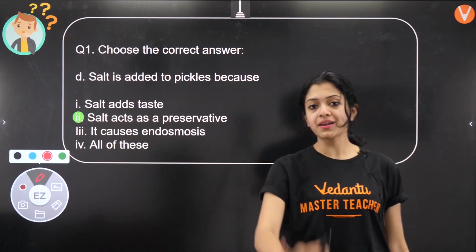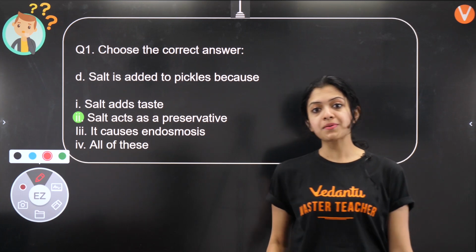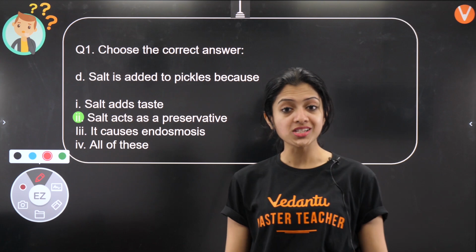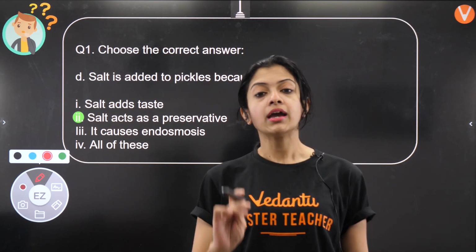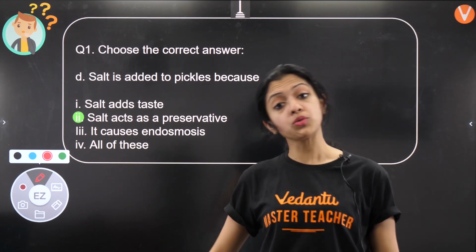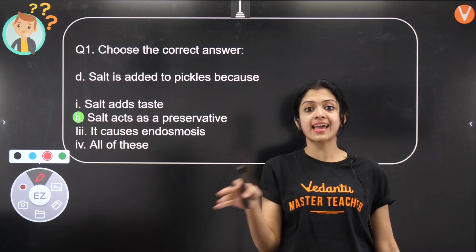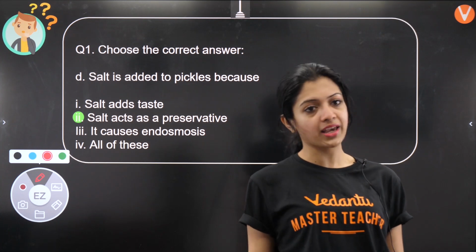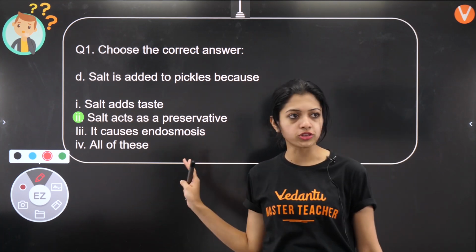Okay, so possibly something that you might be confused about is that it causes endosmosis. It's not endosmosis. Endosmosis would occur when there is a semi-permeable membrane. We are talking about bacteria which have a cell wall. So it's not osmosis, right? It's plasmolysis that would happen in such a case, which is why 3 or C is not the option.